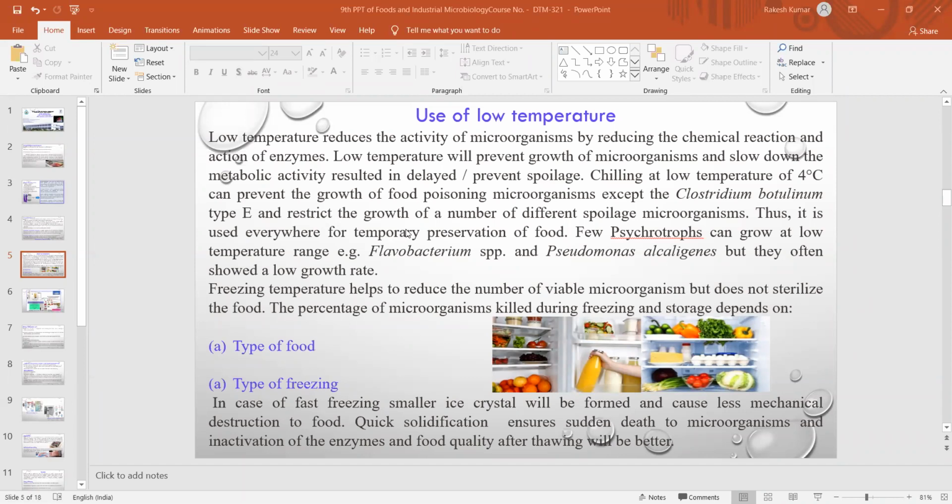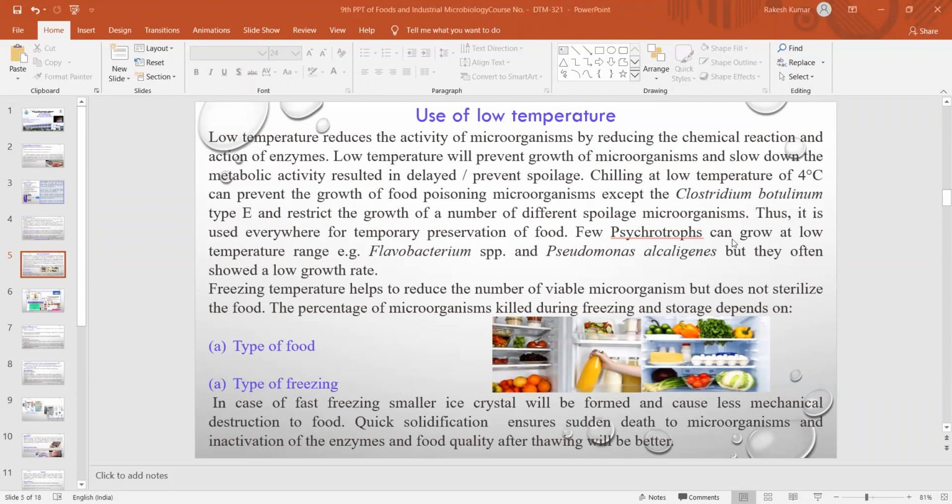What we are doing in our dairy industry is, just after collecting at the reception dock, we immediately chill our milk below 4 degrees centigrade. And our main aim is to check the growth and activity of different contaminating microorganisms. The same case is here in different food items. You have to restrict the growth, and you have to restrict the enzymatic degradation and decomposition of your food item, so automatically you have to lower the temperature of your food item. Thus, it is used everywhere for temporary preservation of food.